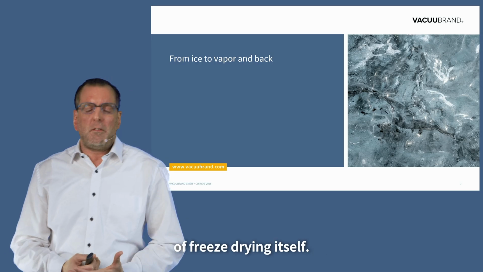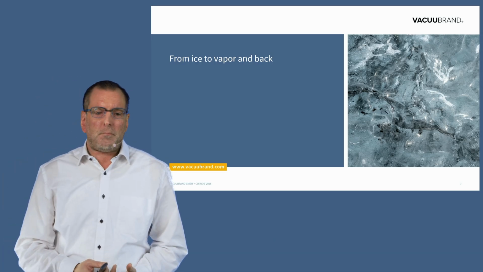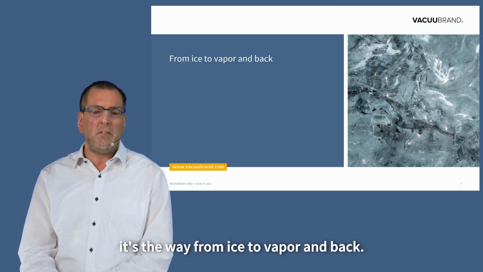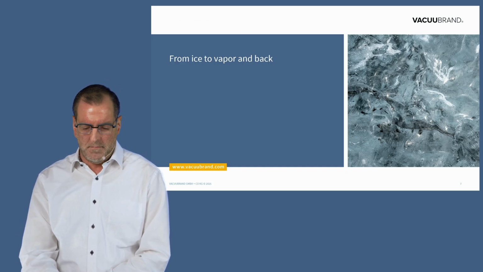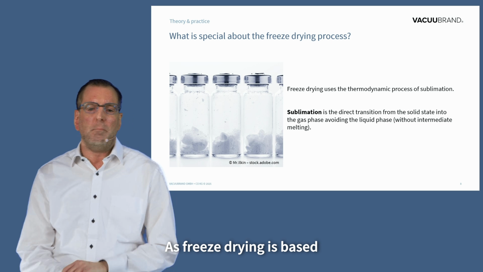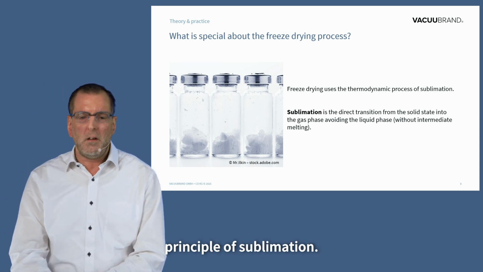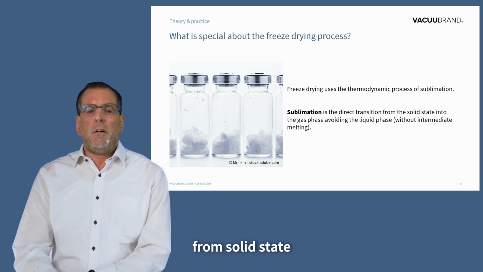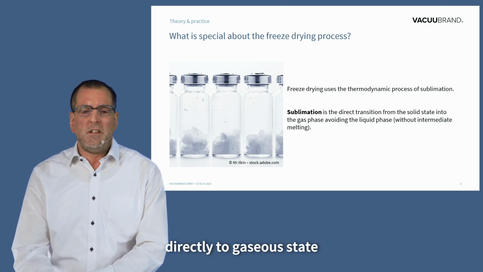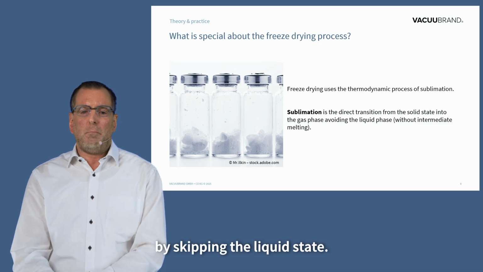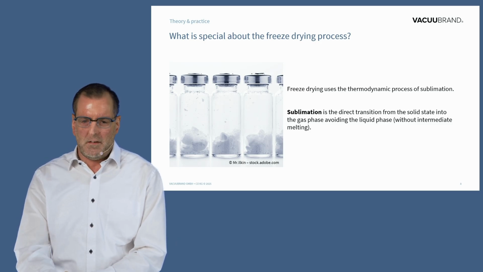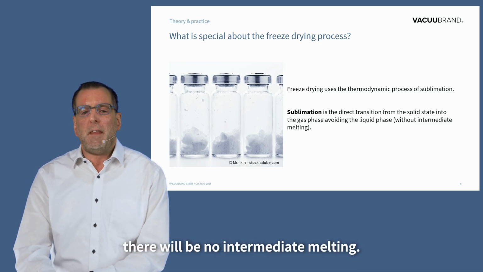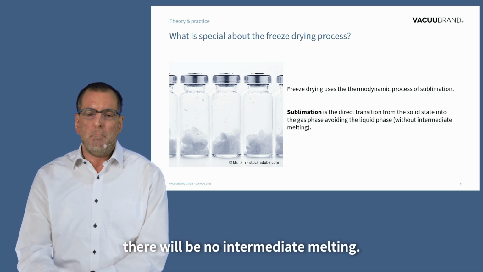Now coming to the process of freeze drying itself. To put it in simple words, it's the way from ice to vapor and back. As freeze drying is based on the thermodynamic principle of sublimation. Sublimation is a phase transition from solid state directly to gaseous state by skipping the liquid state. So in freeze drying, there will be no intermediate melting.